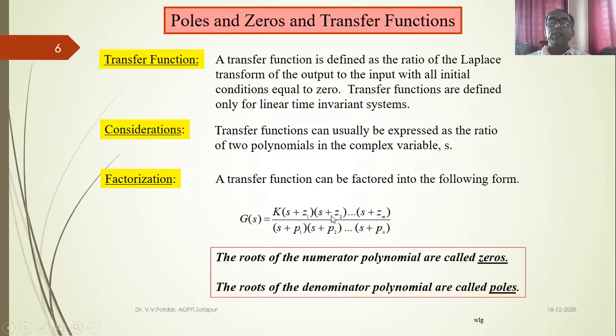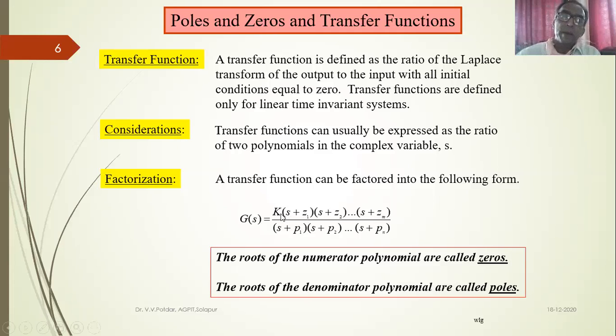Okay, so these are called first order zeros: S plus 1, S plus 2, S plus 3. If I got a factor S square plus 2S plus 1, this is second order. So those are called second order factors, right? I can have real factors, imaginary factors, and complex conjugate factors. So a variety of factors can be there in my transfer function, in the numerator as well as the denominator.